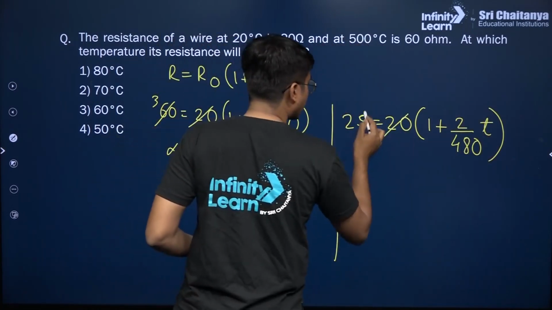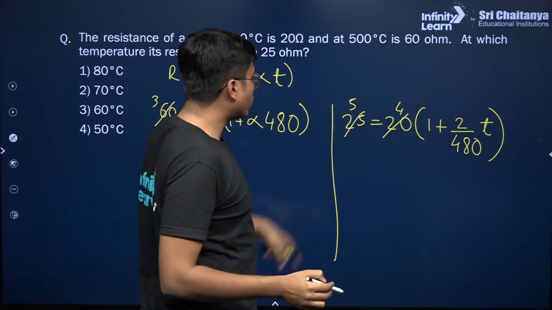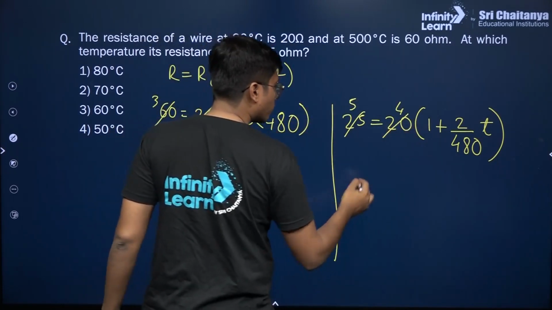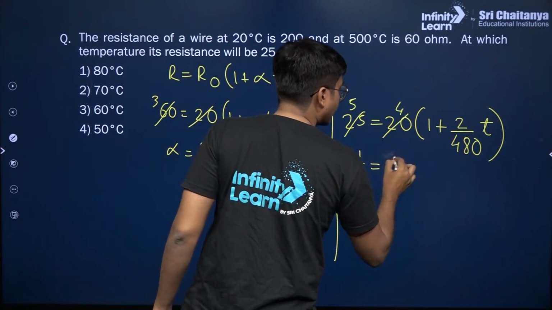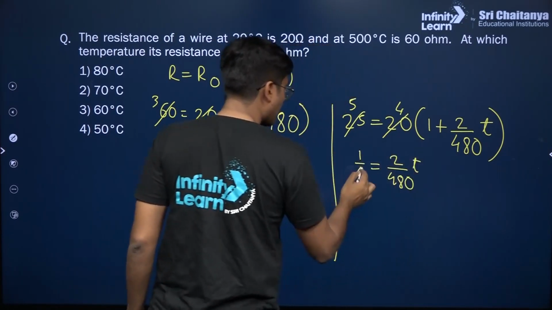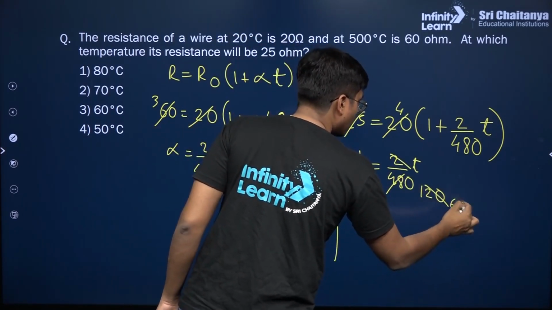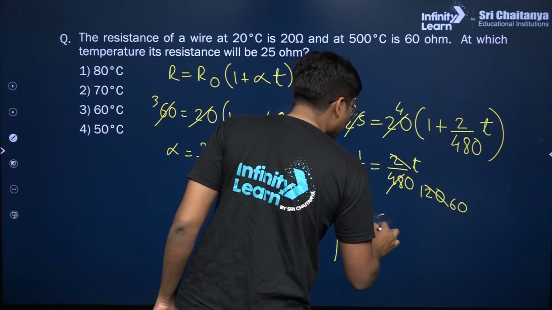So again, few things we can cancel out. This goes with 5, this is 4, so you have 5 by 4 down below. 5 by 4 minus 1 gives you 1 by 4, and that will be equal to 2 by 480 into T, cuts out with 120, 120 cuts out over here with 2, so your T becomes equal to 60.